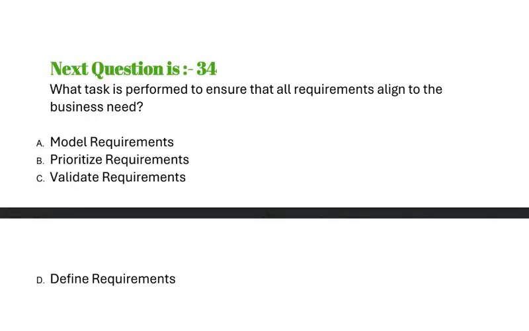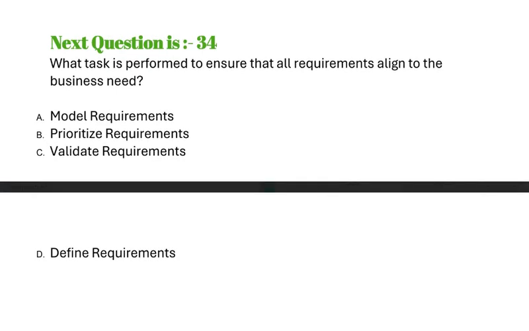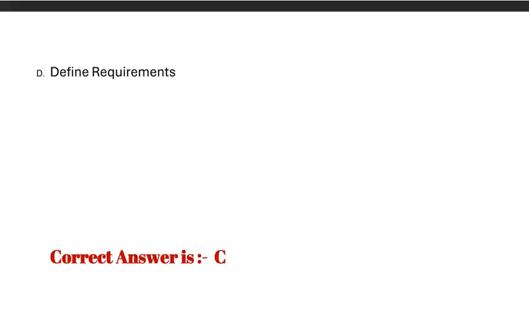Question is, what task is performed to ensure that all requirements align to the business need? Option A, model requirements. Option B, prioritize requirements. Option C, validate requirements. Option D, define requirements. Correct answer is option C.